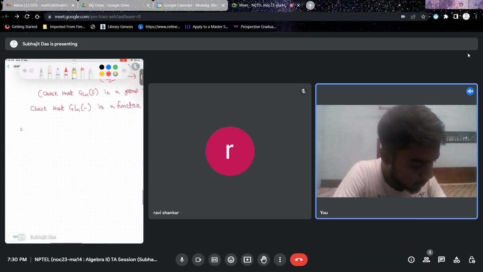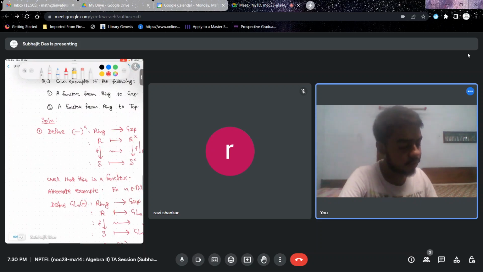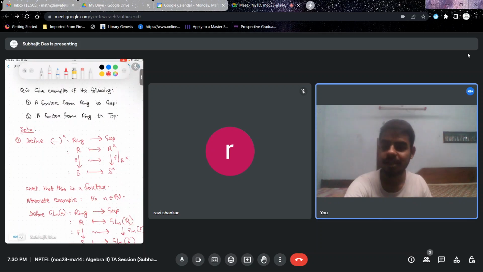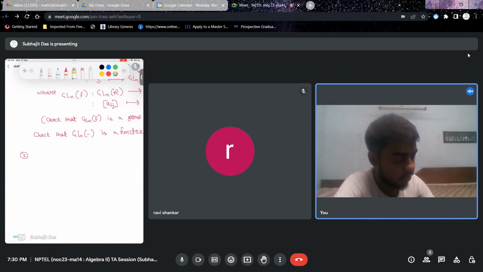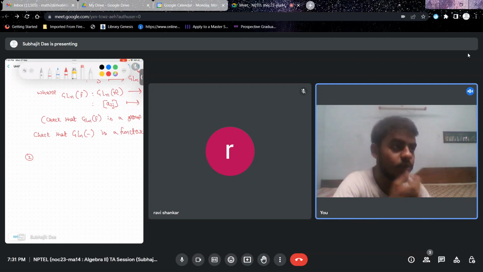So this is problem 2. We want to give an example of a functor from the category of rings to the category of topological spaces. So define, this is very important. Even before we define the functor, this is a fun exercise for you.